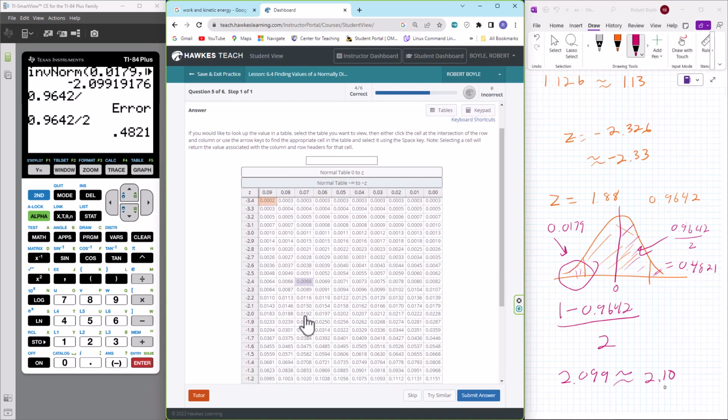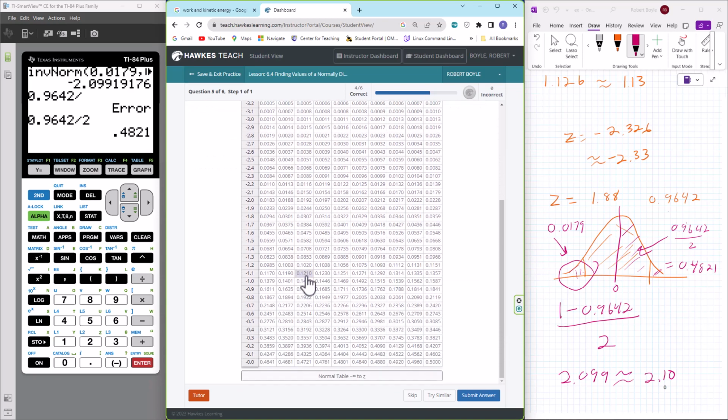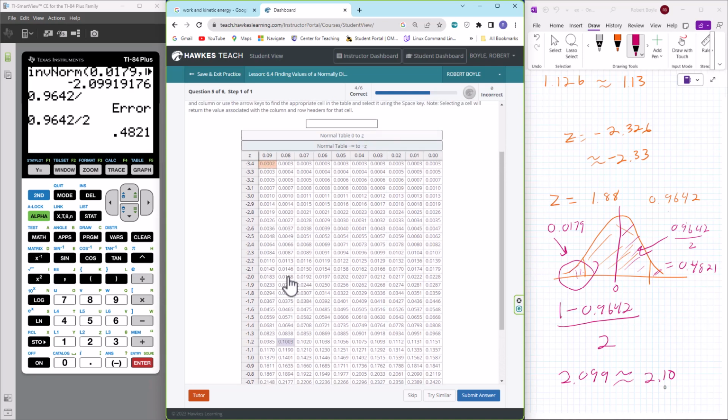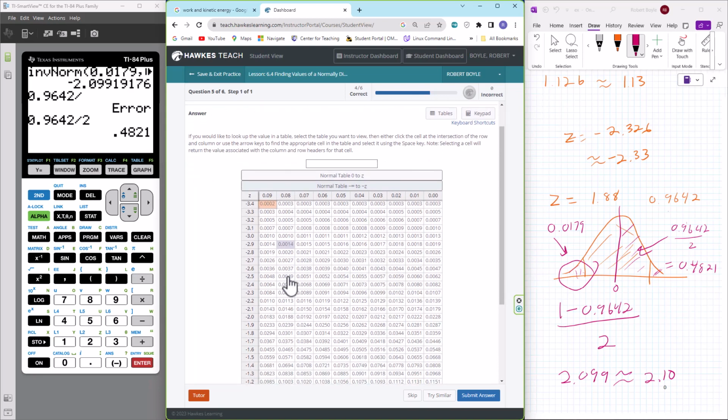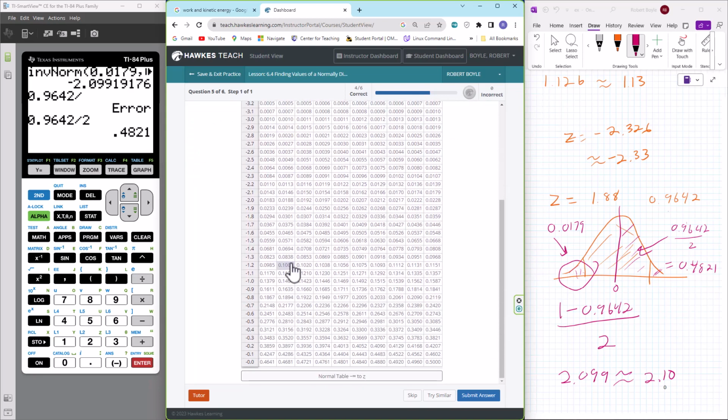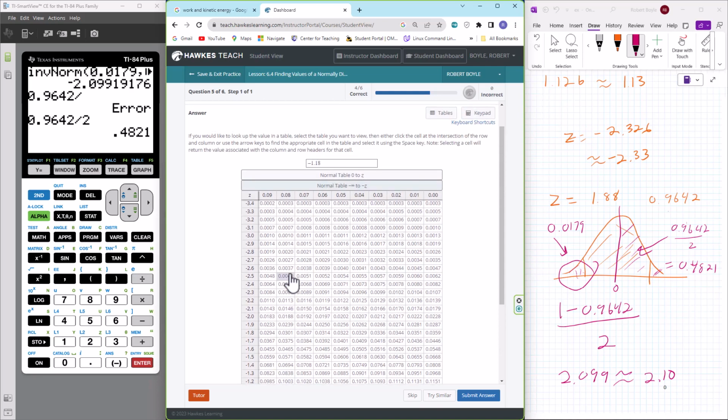Find 0.12. There's 0.1210, and there's 0.1190. That's going to be fun. They want this to 2 decimal places. So 0.1210, 0.1190, they're both equally spaced apart. I'm not too sure which one we should use. Let's go ahead and try this one. Okay, that gives me negative 1.18.